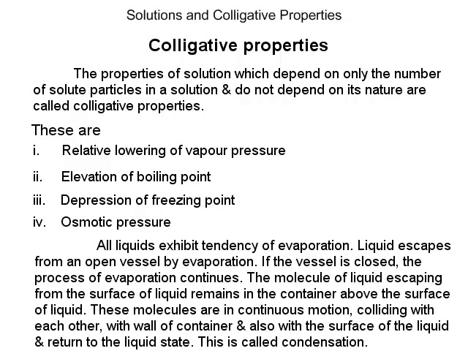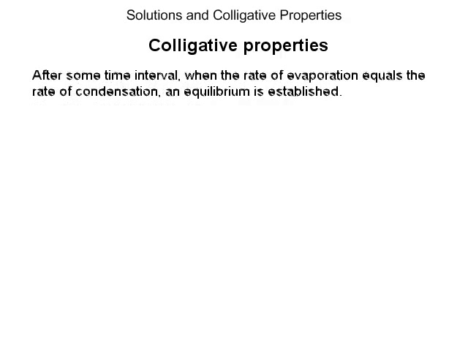All liquids exhibit a tendency of evaporation. Liquid escapes from an open vessel by evaporation. If the vessel is closed, the process of evaporation continues. The molecules of liquid escaping from the surface remain in the container above the surface of the liquid. These molecules are in continuous motion, colliding with each other and with the wall of the container, and also with the surface of the liquid and return to the liquid state. This is called condensation. After some time interval, when the rate of evaporation equals the rate of condensation, an equilibrium is established.